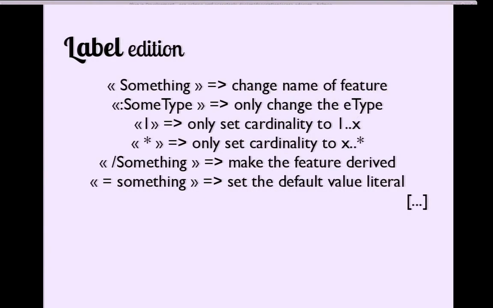But sometimes things are quite hard to express in this action language. For instance, the label edition I just showed you: the guy typed something, then I changed the name of the feature. The guy typed some type, then I only change the type, just one, and I change the cardinality and so on. So this is very easy to write in Java and very complex to write with this small action language.